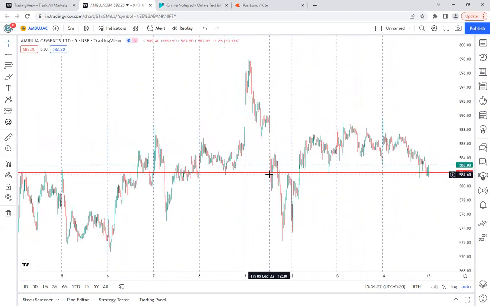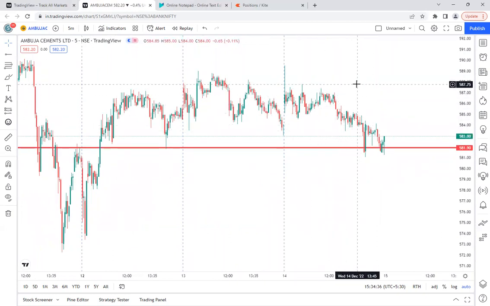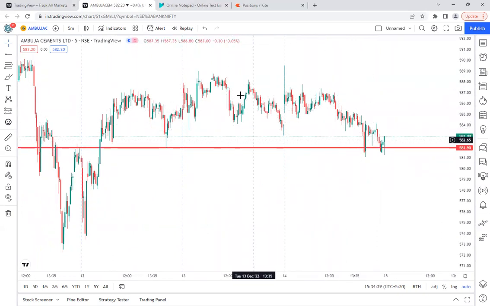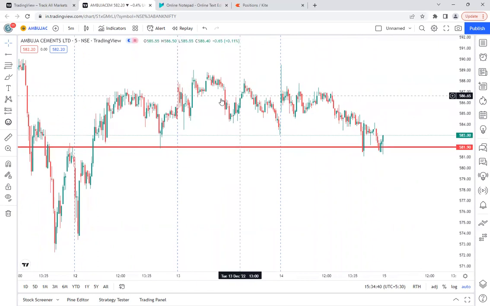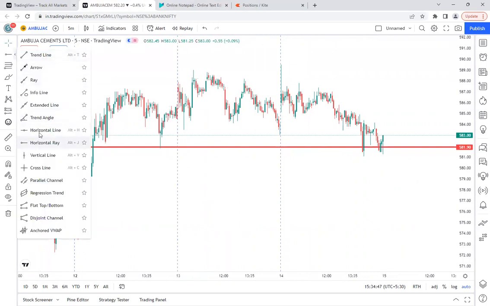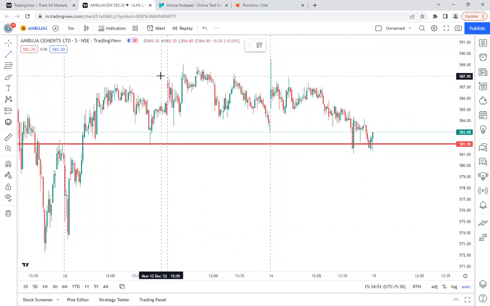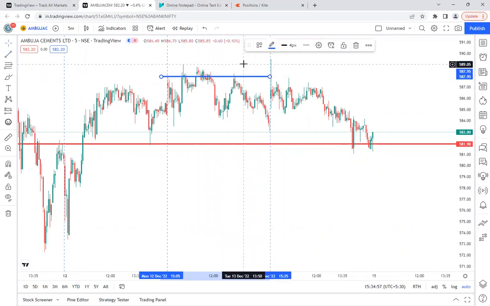And next, coming to today's price action. So this is today's price action, okay? And this is yesterday's price action. So let us try to compare what happened yesterday and what happened today. For that I will draw the level where it traded yesterday. So here you can see clearly that yesterday Ambuja Cement got resistance at this level, right?